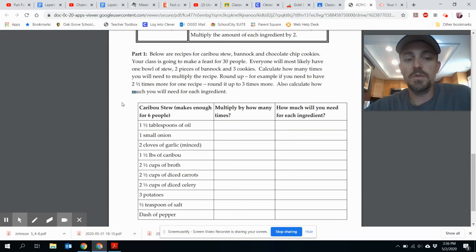And what we're going to do is take a look at this, okay? You're going to make a feast for 30 people. Everyone will have a certain amount. Calculate how many times you need to multiply the recipe. Round up, okay? And calculate how much you will need for each ingredient. Now, 30 people, the caribou stew makes enough for 6 people. So you're going to need to multiply each ingredient times 5, right? So each ingredient, you're going to multiply it by 5.